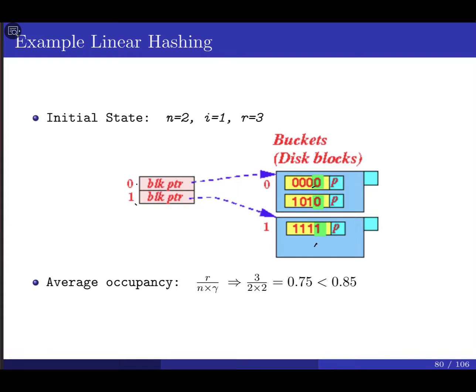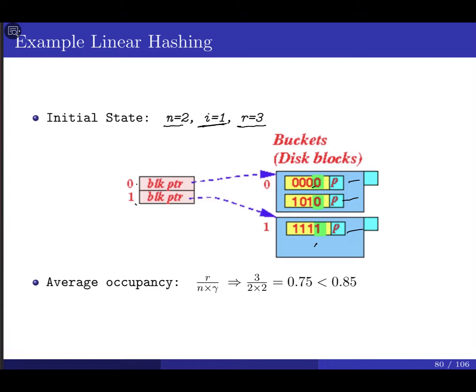You need to specify what the value of n, i, and r is every time before migration. What's the value of r? How many tuples do you have stored here? 1, 2, 3 tuples, or entries, stored in the index. Good?